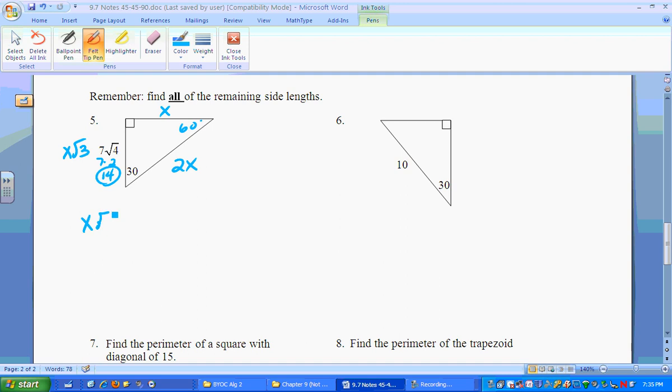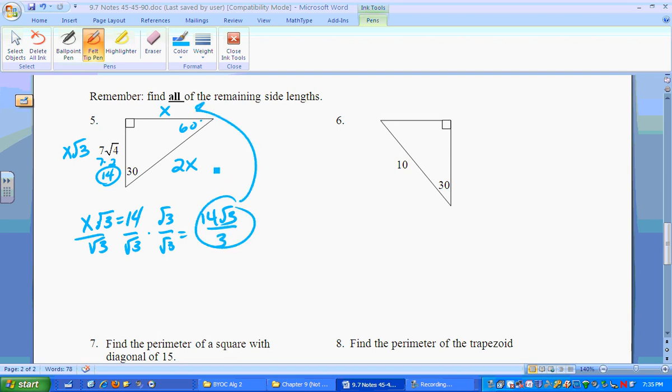So we're going to set x root 3 equal to 14 and solve. Divide by root 3. End up getting 14 root 3 over 3. 3 does not go into 14, so that's this side over here. So the 2x side, multiply it by 2, ending with your 28 root 3 over 3.